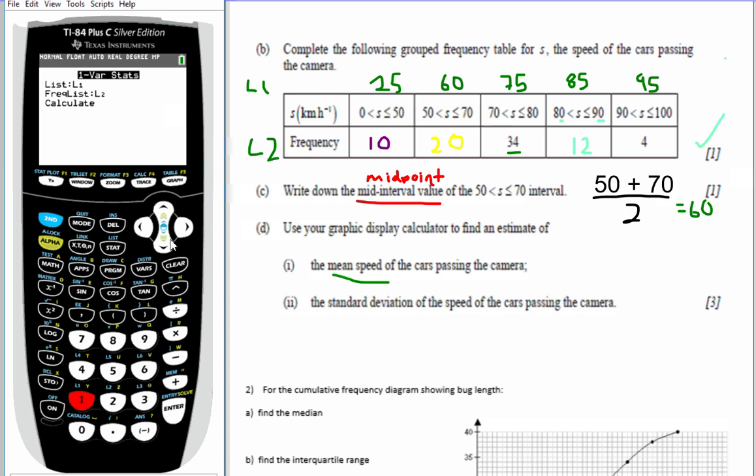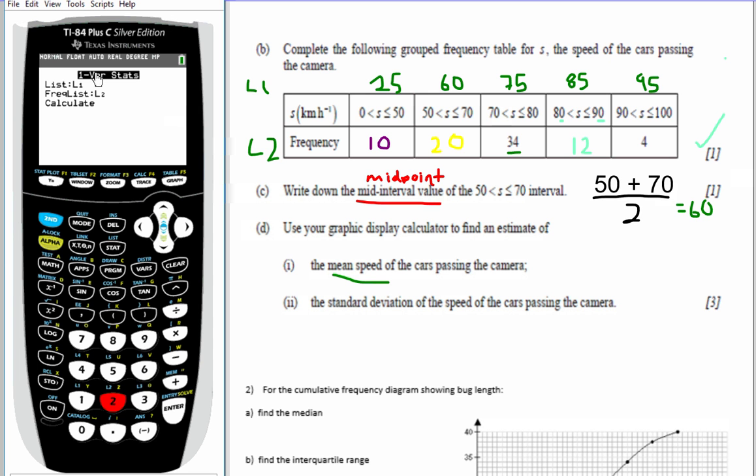Imagine maybe it had L3 in here by mistake. So if it did, what would you do? You would have to go back and enter in L2. So you could delete or just type in L2. L2 is second 2, because it's saying where are your frequencies? Our frequencies are in the second list, L2, and our X values are in the L1 list.